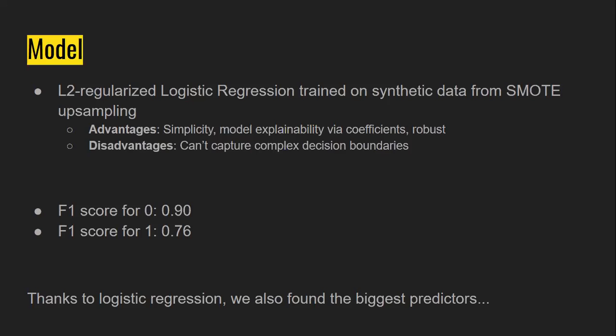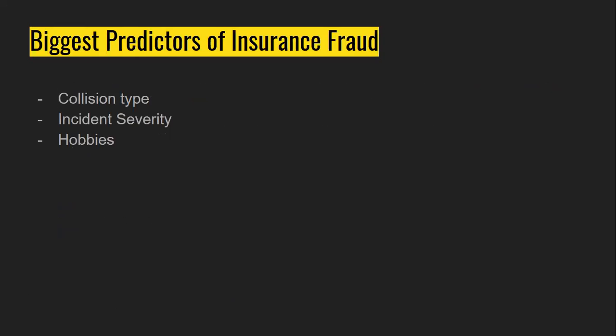And as I said before, thanks to using logistic regression, we also found some big predictors for fraud. From the graphs alone, we can't really tell which ones are useful, but from logistic regression, we found that collision type, incident severity, and hobbies are the biggest predictors of insurance fraud.